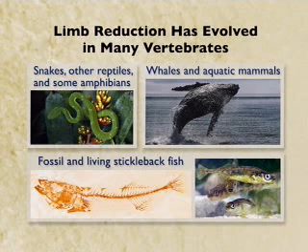Of course, snakes and some reptiles have evolved major limb reduction. They've lost both their forelimbs and hind limbs. Whales and some aquatic mammals like manatees have evolved hind limb reduction. They still retain forefins or flippers, but they've lost the hind fin. And pelvic or hind fin reduction also occurs both in fossil sticklebacks and in some living populations.